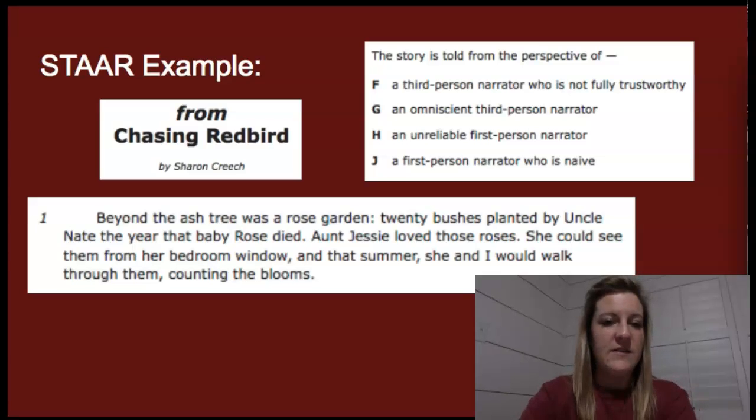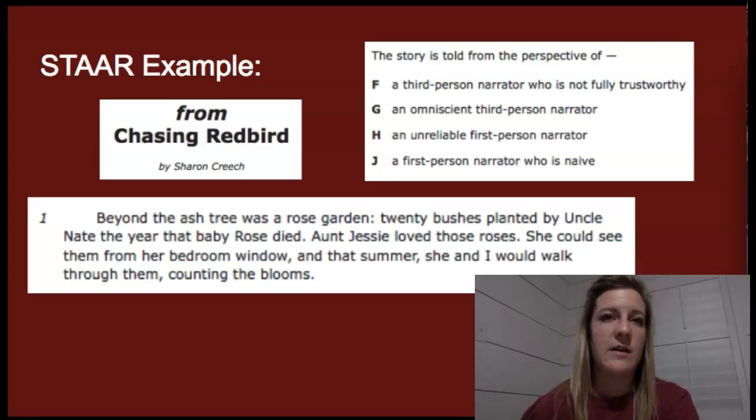Let's look at this paragraph and see if we can decide what point of view this is being told from. "So, beyond the ash tree was a rose garden, 20 bushes planted by Uncle Nate the year that baby Rose died. Aunt Jessie loved those roses. She could see them from her bedroom window, and that summer she and I would walk through them, counting the blooms."